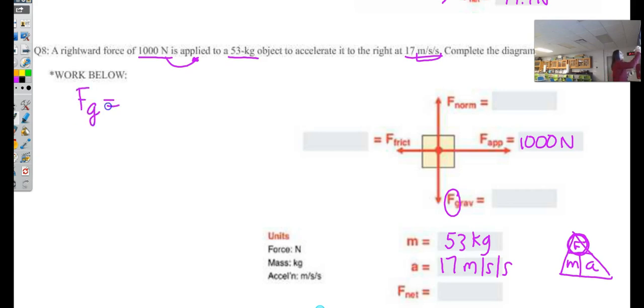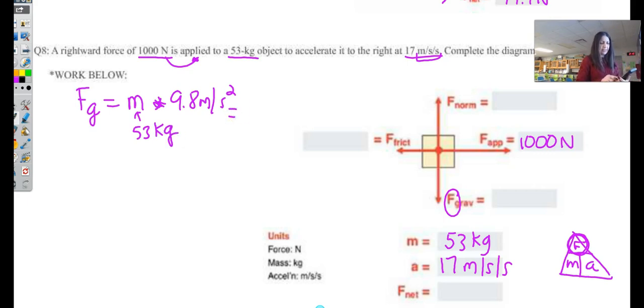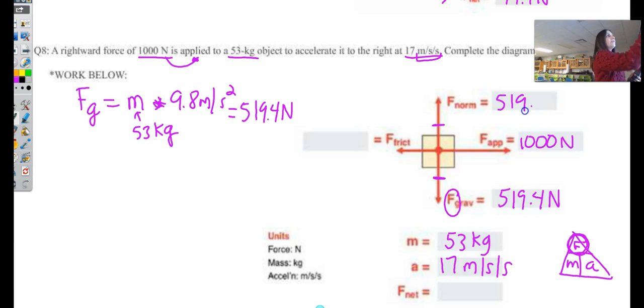So I'm going to do FG is equal to M times 9.8 meters per second squared, and my M is 53 kilograms. Okay, so let's multiply 53 times 9.8, and I'm getting 519.4 newtons. Remember, that's my FG. If this object is accelerating right and moving right, my up and down arrows should be the same. So if that's 519.4, this should be 519.4 newtons.